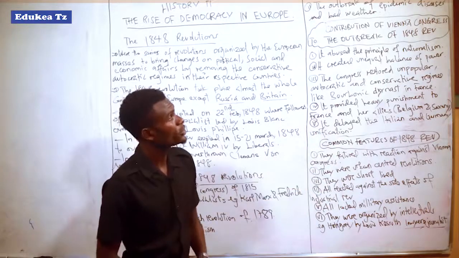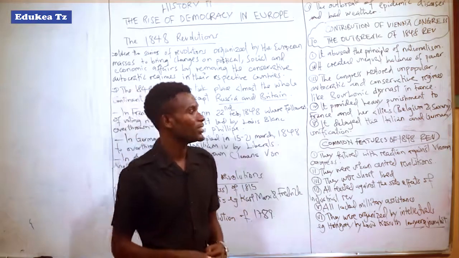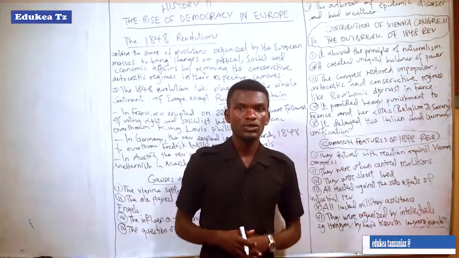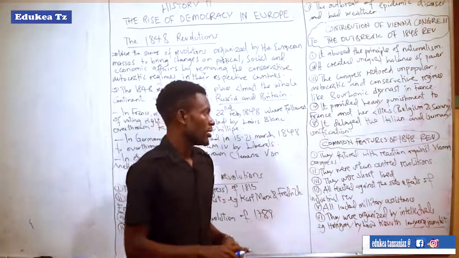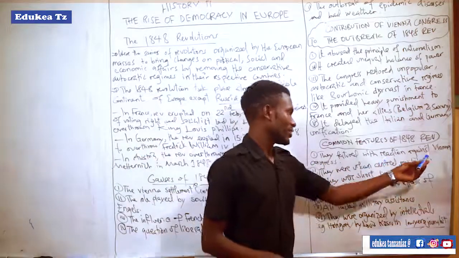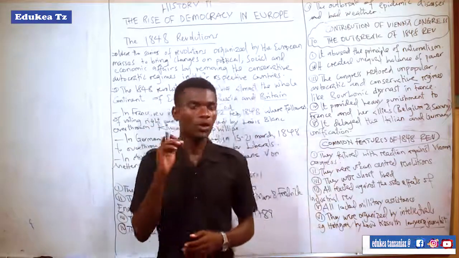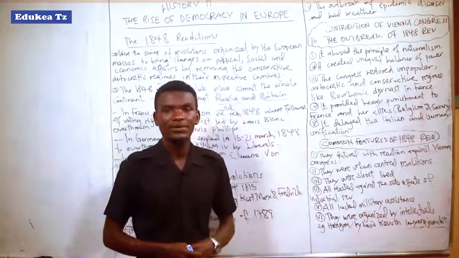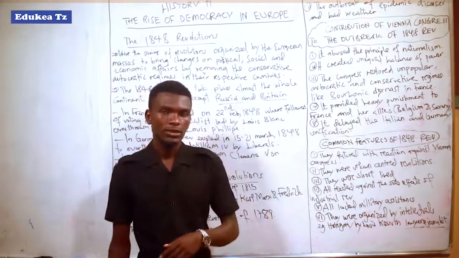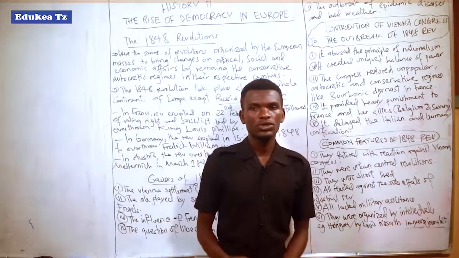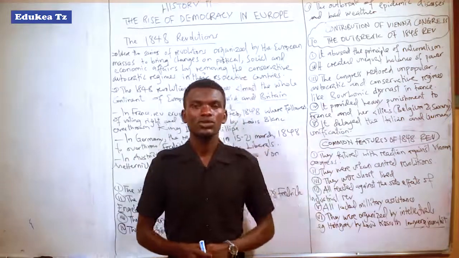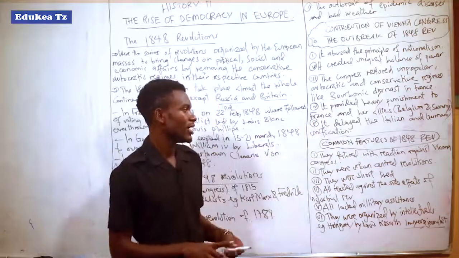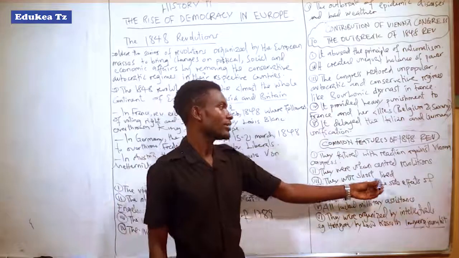After looking at the contribution of the Vienna Congress to the outbreak of the 1848 revolutions, let us see the common features of the 1848 revolutions. It means that those revolutions had common features. The first one was that they were a reaction against the Vienna Congress. It means all revolutions which took place in Europe were directed to react against the Vienna Congress decisions. Another, they were urban-centered revolutions. It means that all these 1848 revolutions were done in urban centers, like Paris, Piedmont, and other urban cities or towns.